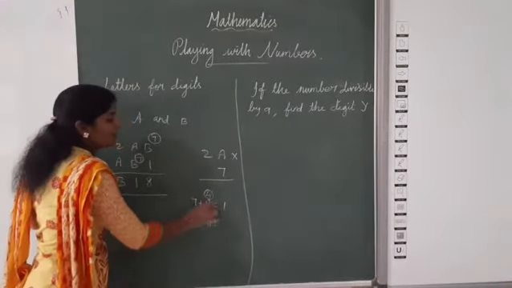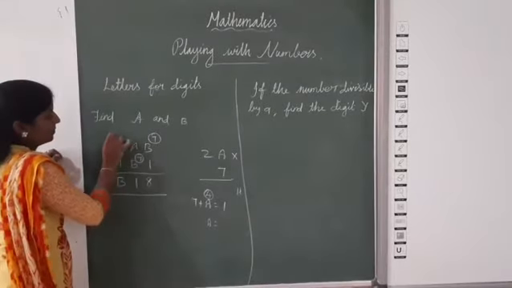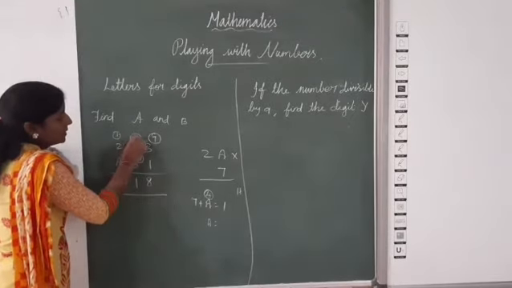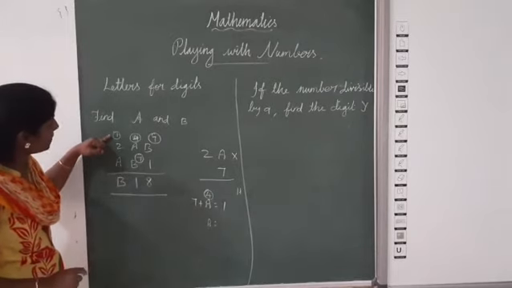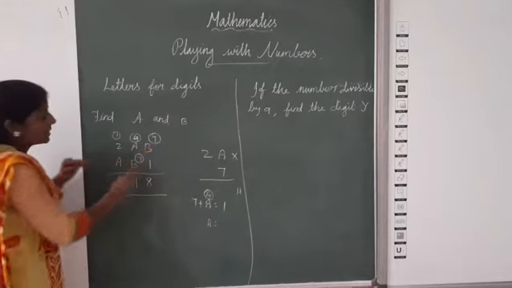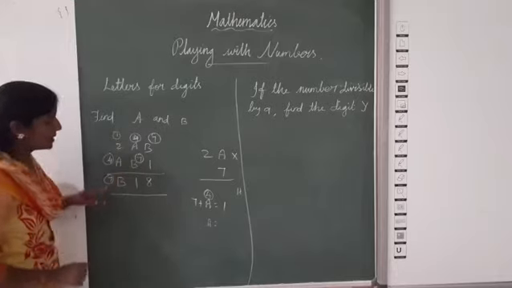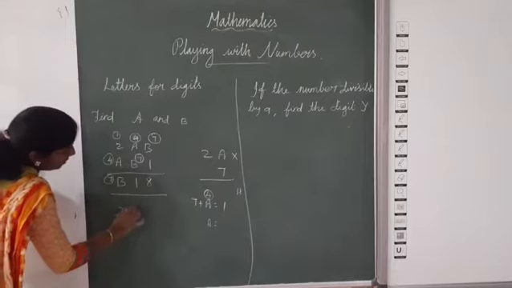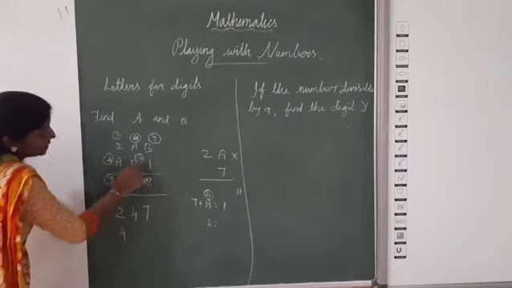A is equal to 4 means 7 plus 4 is equal to 11. We write 1 here, then 1 is the balance, the carry. 7 plus 4 is equal to 11. 1 carry. Now 1 plus 2 is equal to 3. 3 plus what is equal to B? B we already know is 7. So 3 plus 4 is 7. A is equal to 4, B is equal to 7. So what's the answer? A is equal to 4. B is equal to 7.